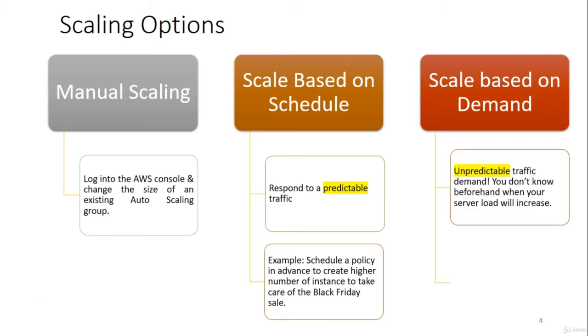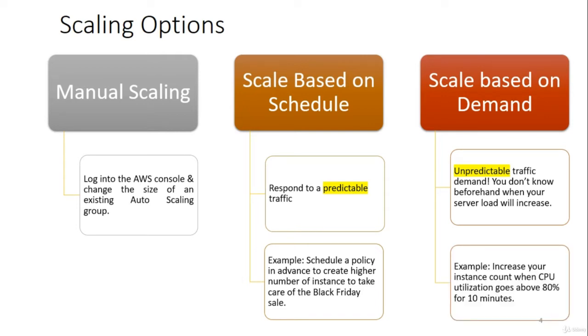Then we have scaling based on demand, that is when you don't know when to increase or decrease the number of servers, so it's unpredictable traffic demand. You don't know beforehand when your server load will increase or decrease. Example: increase your instance count when CPU utilization goes above 80% for 10 minutes.